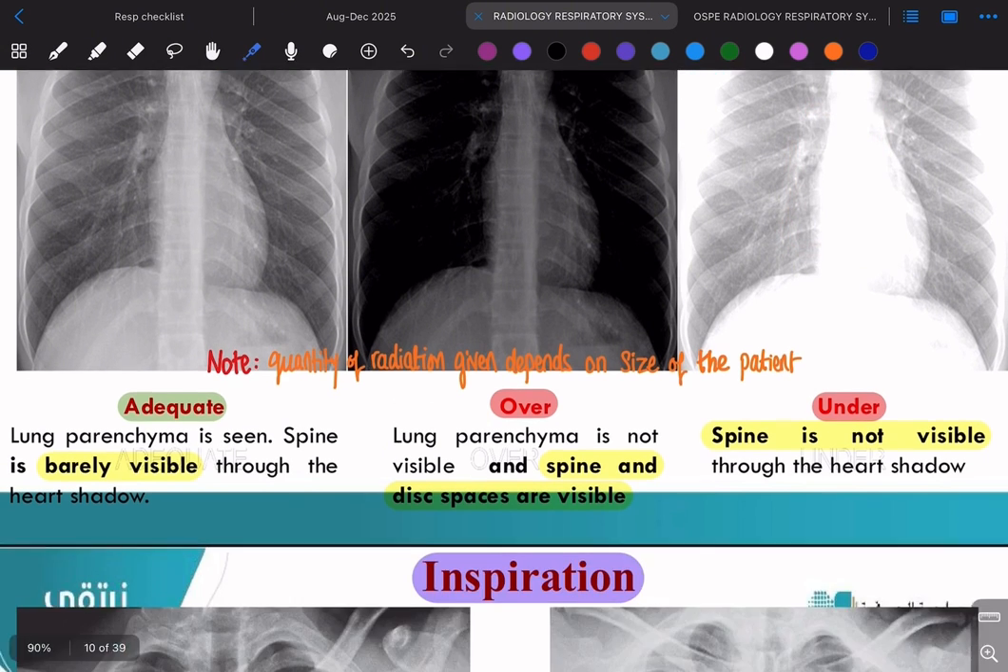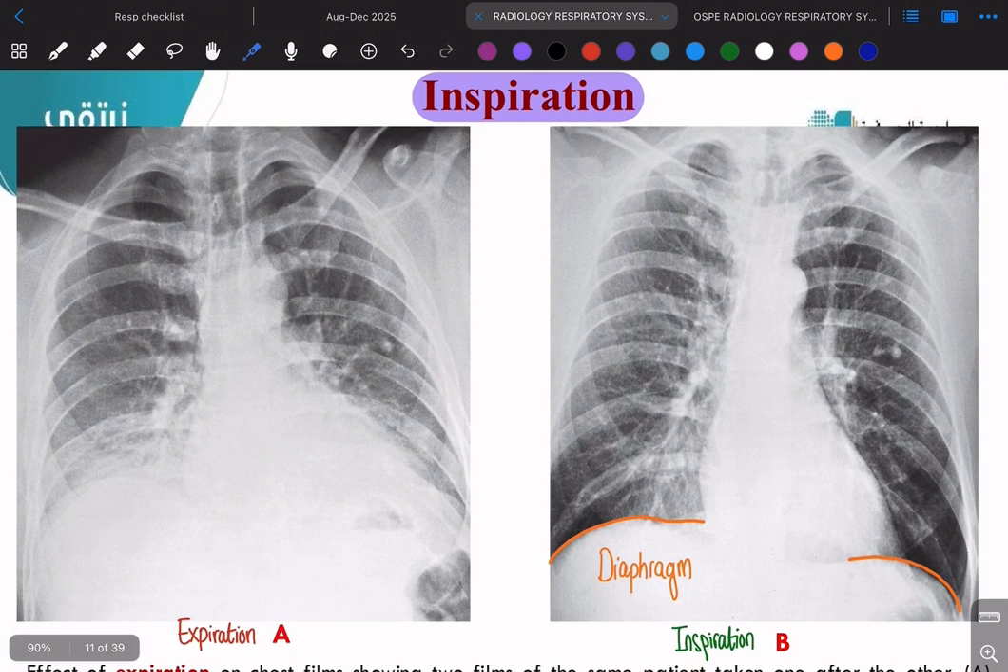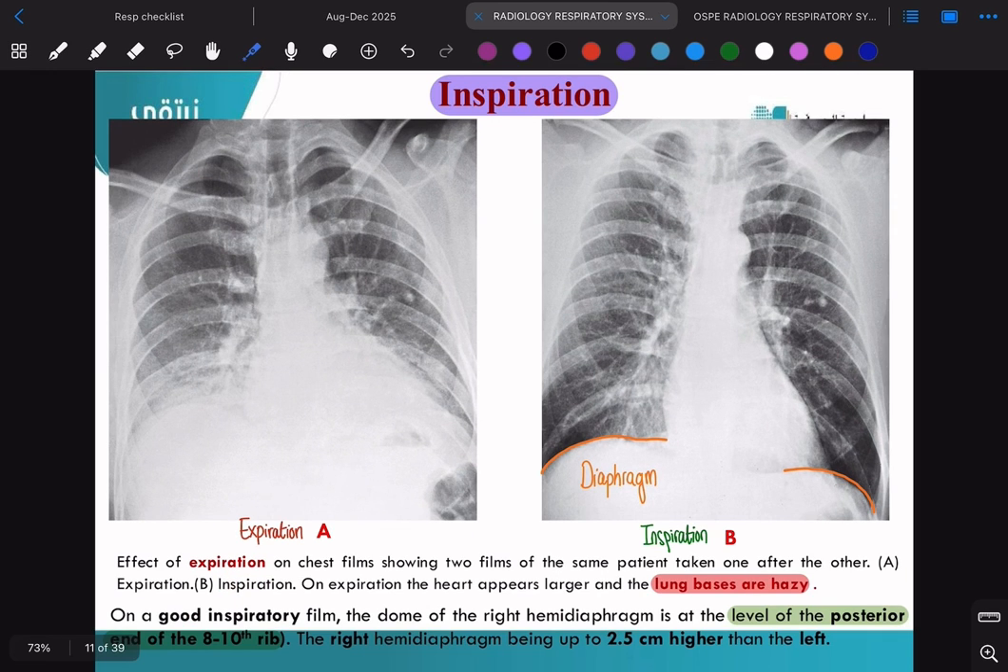Then let's move to the next thing, which is the inspiration. We spoke about the inspiration. We asked the patient to inspire so we can have a better view of the lungs, right? And what does this give us? It gives us the lower border of the lung, which is very clear here in the inspiration. And we said the expiration is the opposite. It gives us a very hazy base of the lung, and the heart is enlarged or magnified. This is what we mentioned above.